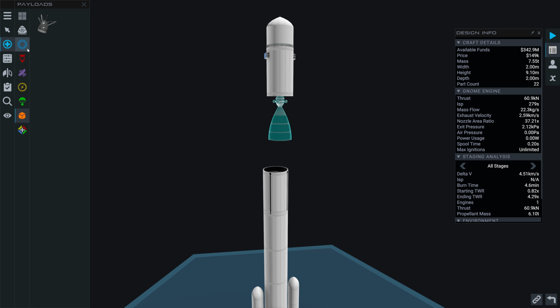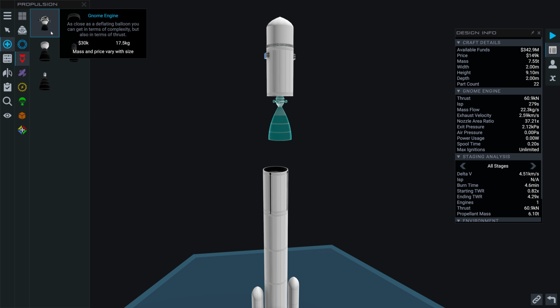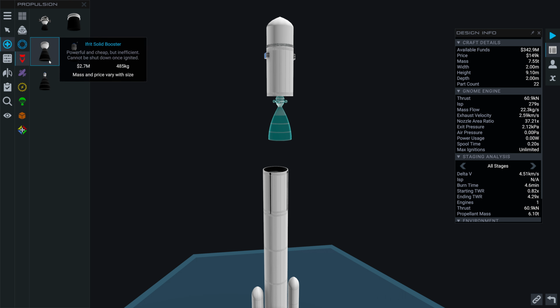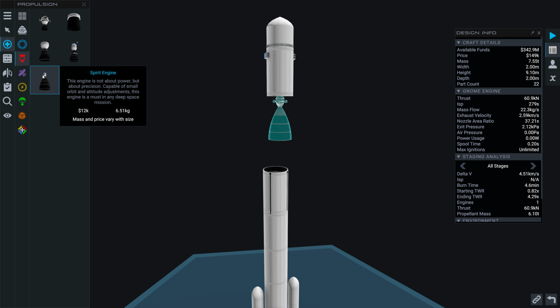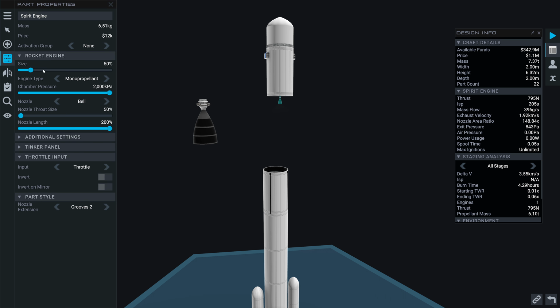And then this, of course, is the gnome engine. I want to take a look at the engine costs here. So the spirit engine is 12K compared to the gnome engine's 30K. So it's a lot cheaper. That Ifrit solid booster is quite expensive. It claims to be cheap, but I'm not so sure about that. So the spirit engine is cheaper than the gnome engine. It is very small in comparison. Let's just pop this off for right now, and let's take a look at what we can do with the engine size here.